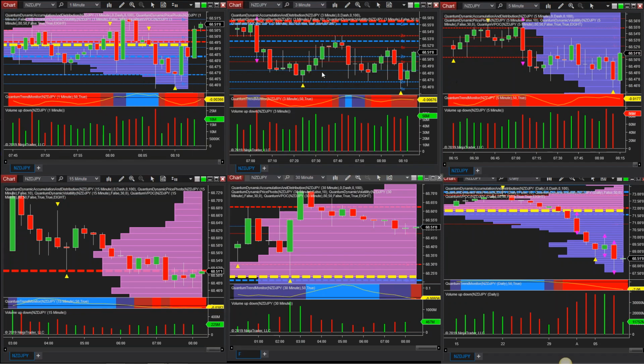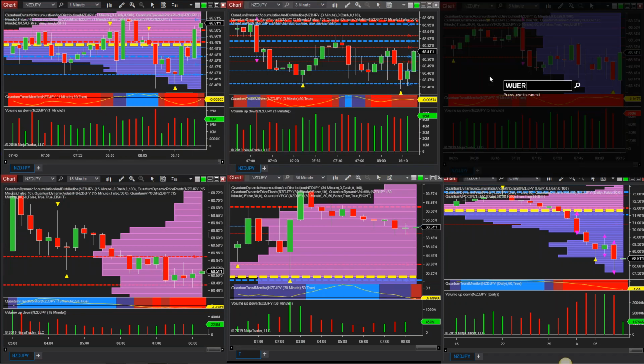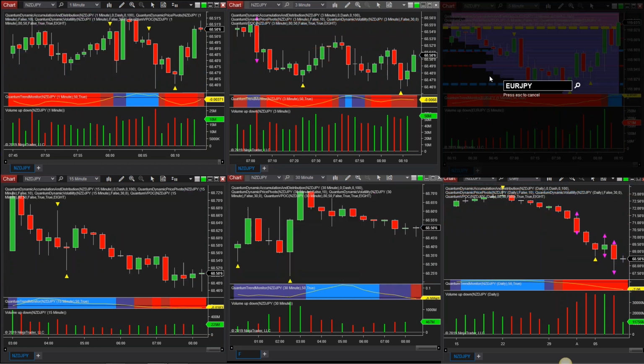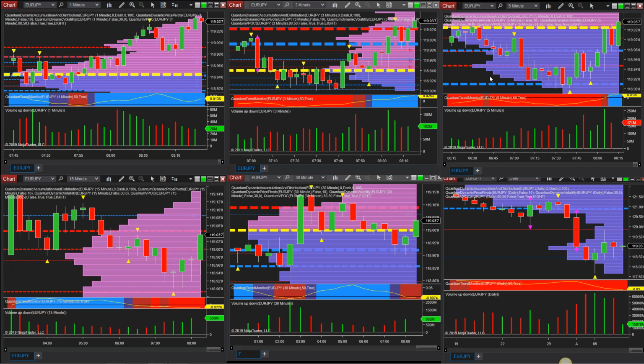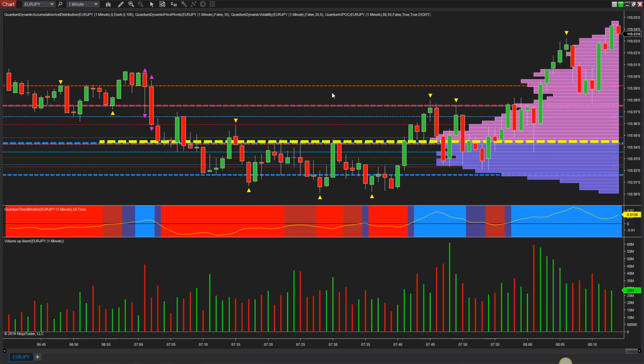That's on the New Zealand yen. Let's go back to the euro yen and see how that's playing out. If I can type properly. There we go. Okay, we're starting to see that reflected there. Just see how strong that is. Let's go up onto the 1. Okay, this was 8 o'clock London time.